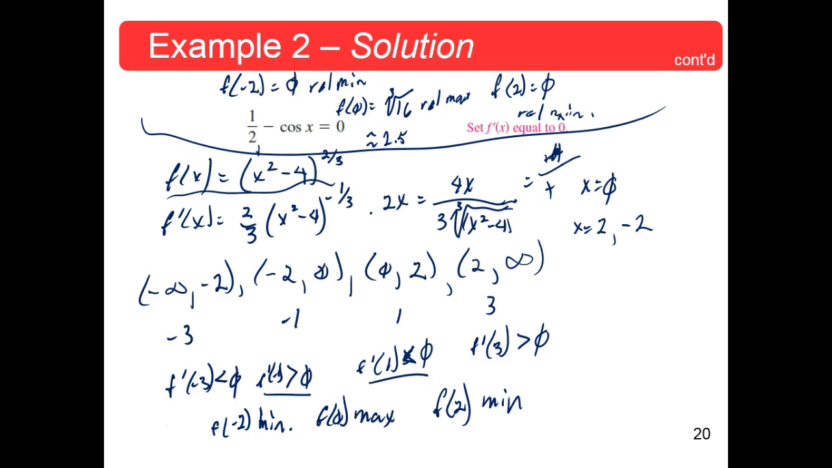Now, notice your function was continuous. Your first derivative is not continuous, but we don't care about that. The first derivative, all we are interested in is increasing or decreasing on either side. The non-continuous or not defined values give us a critical number just as well as the other. So that was example 3.